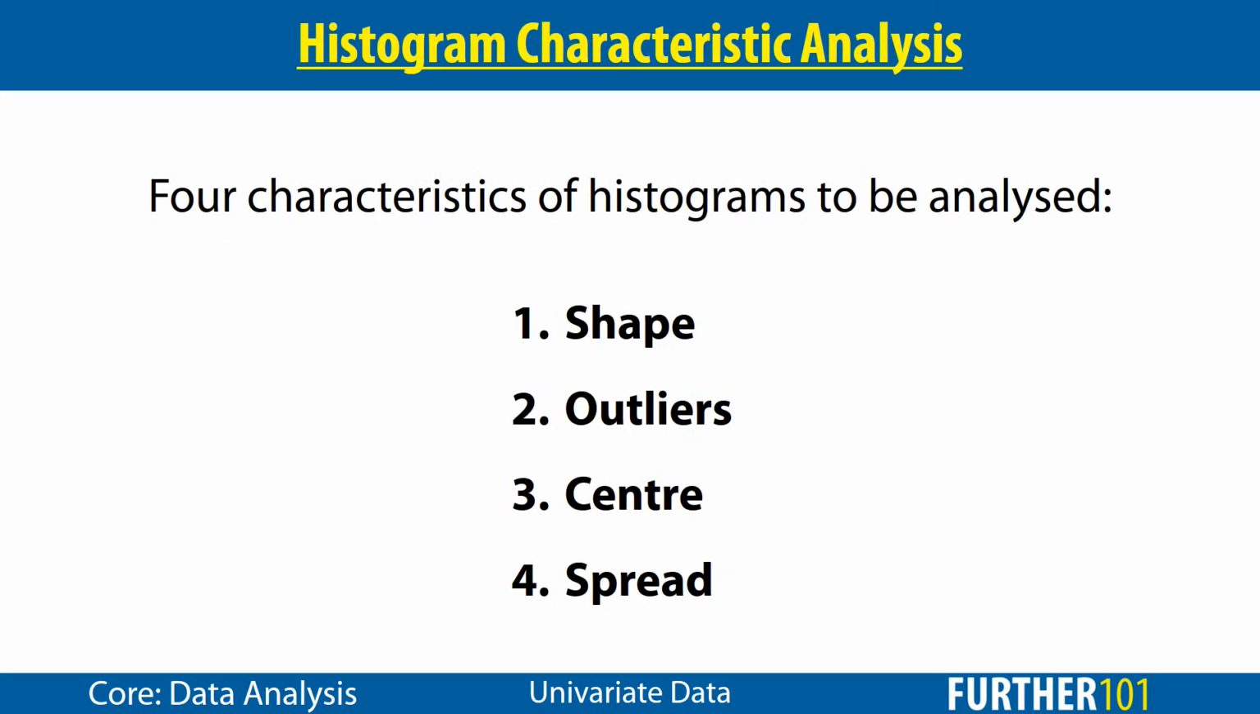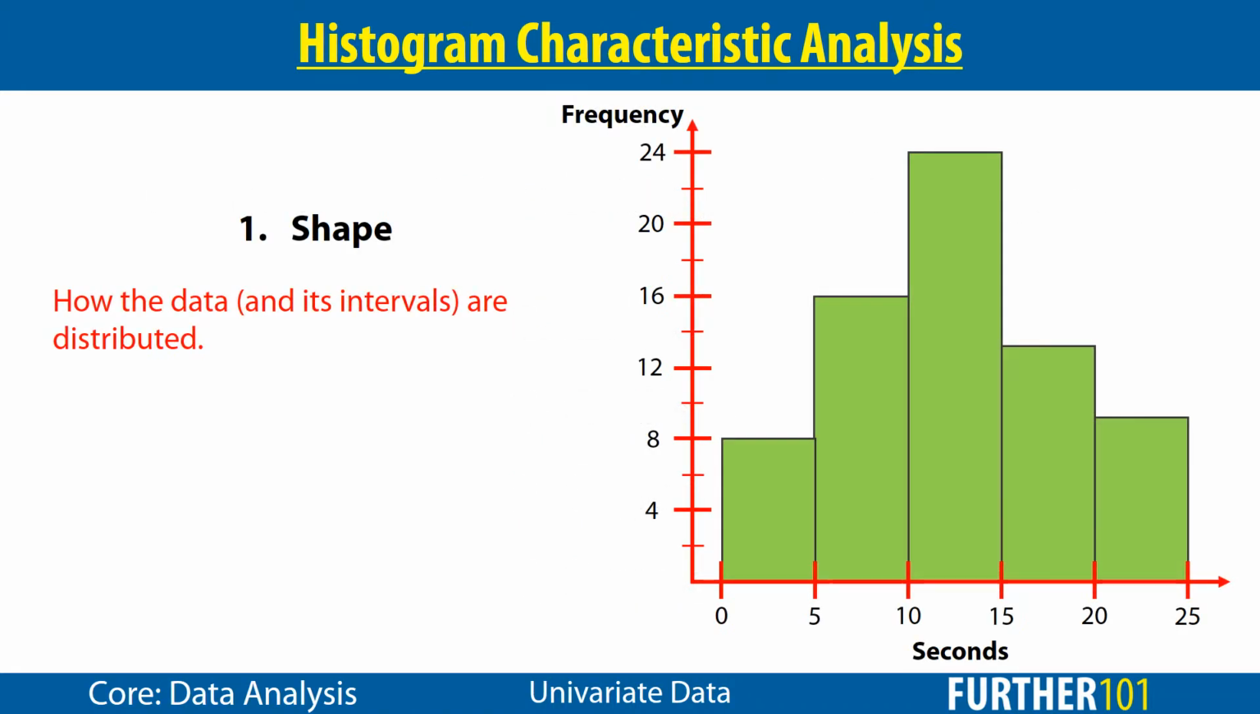Of course, you won't just be expected to draw histograms, but to analyse them. There are 4 key characteristics to histograms that give a good indication of the characteristics of the data collected. These are shape, outliers, centre, and spread. Let's go through how to analyse each of them now. So the first is shape, which refers to the distribution of the data, particularly with regards to where the peaks and tails are located. There are 3 main shapes to be aware of.